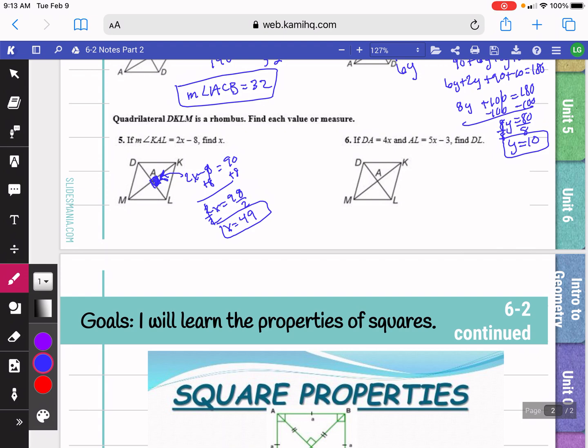In our next picture, DA, this part of the diagonal, is 4x, and AO, which is part over here, is 5x minus 3. Rhombi, just like parallelograms, have diagonals that are bisected, so the individual pieces will be congruent. So we can set 4x equal to 5x minus 3 and solve that for x.